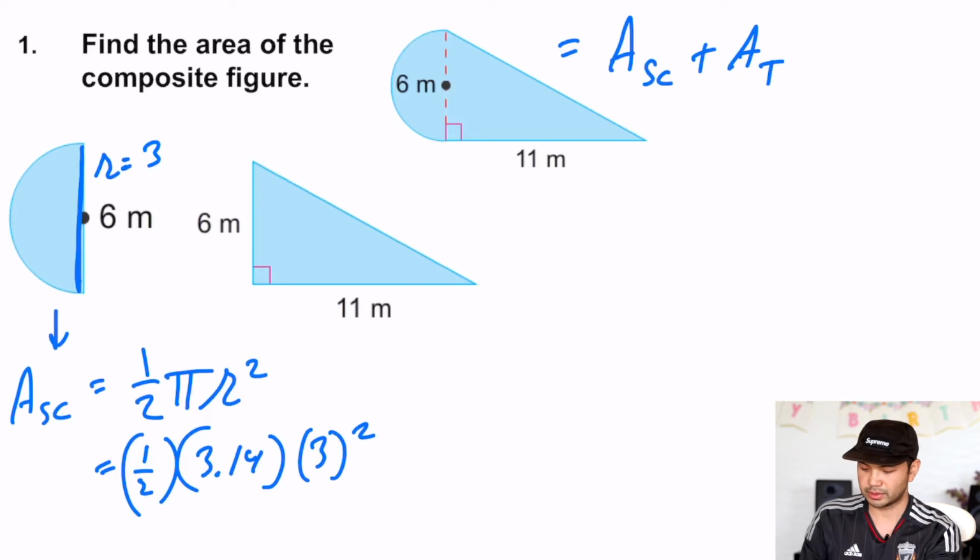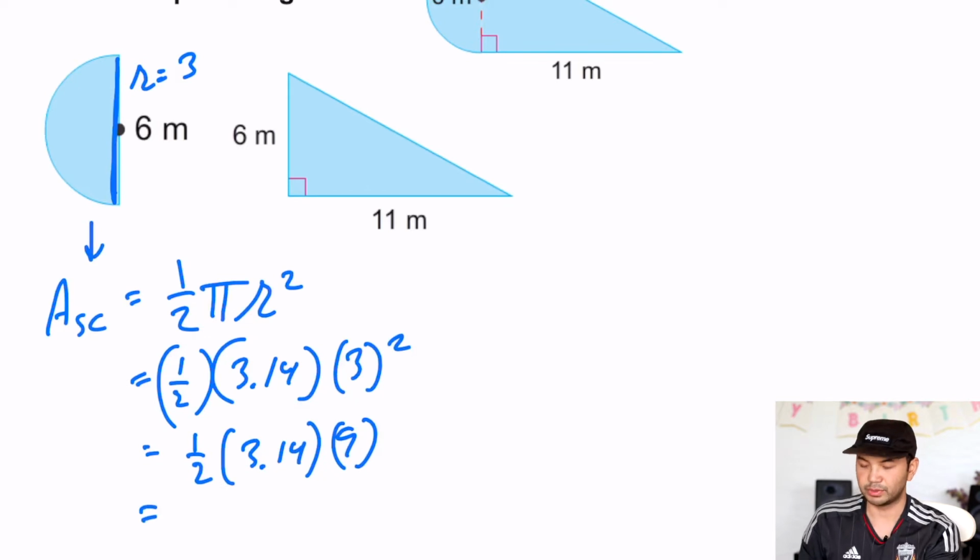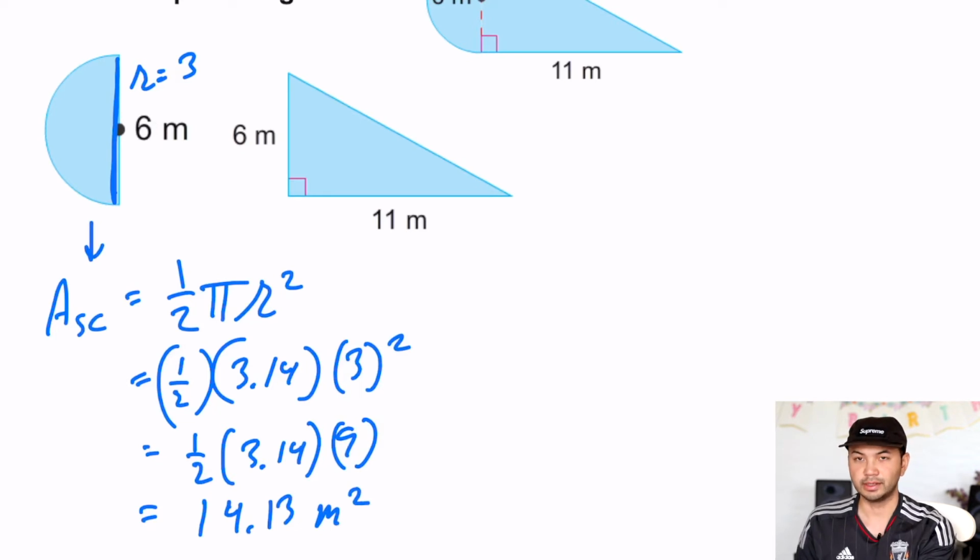And then now you just work this out using order of operations. I have to do the exponents first. And then you could just multiply straight across. And then you can use your calculators here if you want. So that's going to be 14.13. It didn't say to round, so that's in meters squared. All right, but you're not done.